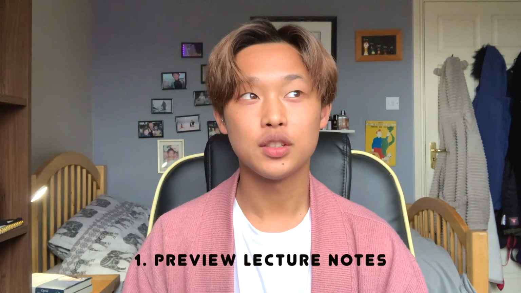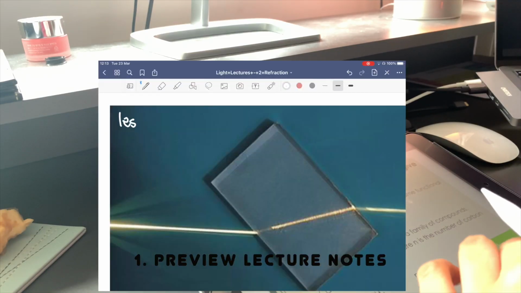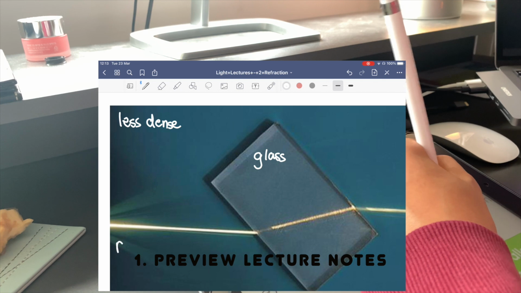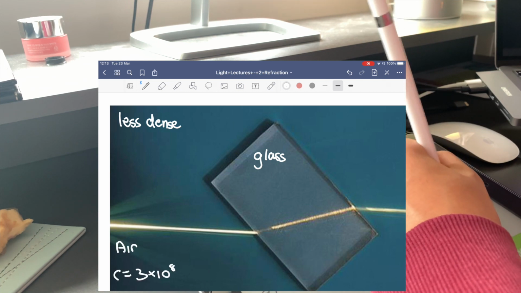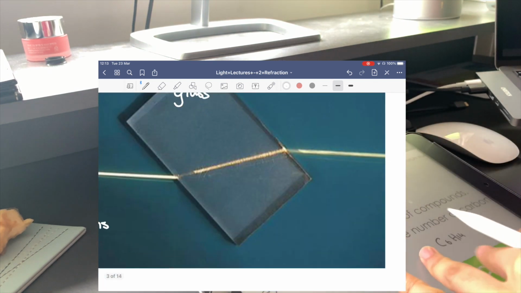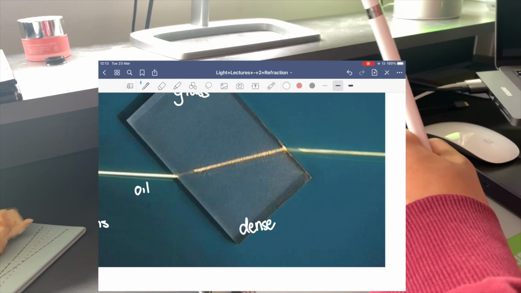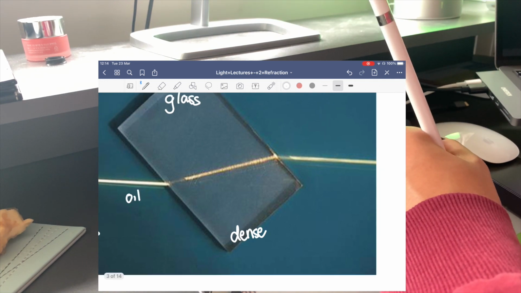Well, the very first thing that I do before a lecture is to preview my lecture notes. This means going through the lecture slides and searching up anything that I don't understand, and this just speeds up my note-taking process during a lecture as I can then focus on any extra material the lecturer is saying rather than trying to understand everything at once. I find this really helpful, especially for science degrees, which I am in, as the majority of the time they're very fast paced.